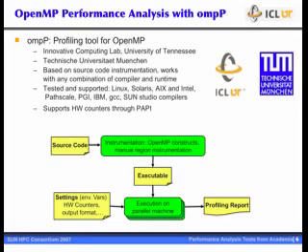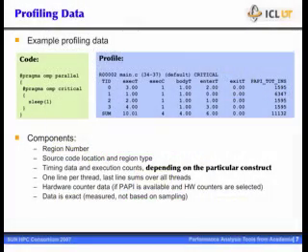So that's an example of what the profiling data looks like in OMPP. That's a very simple OpenMP code fragment. You have a parallel region and a critical section inside, and you just have a sleep construct there. And so the profiling data here is based on an execution with 4 threads. So you have thread ID 0 to 3.